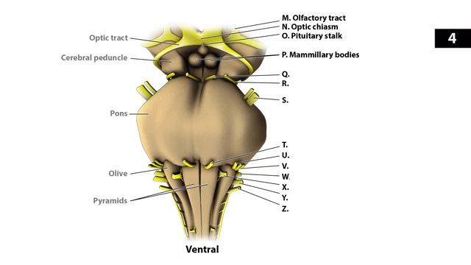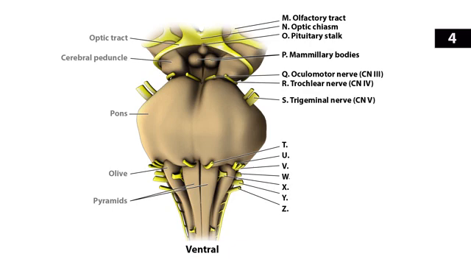P is the mammillary bodies. Now, what did we say a lesion there causes? Wernicke-Korsakoff syndrome. And what was the vitamin deficiency associated with that? Thiamine deficiency. Q is the oculomotor nerve, cranial nerve 3. R is the trochlear nerve, cranial nerve 4, which is coming around from the back of the pons.